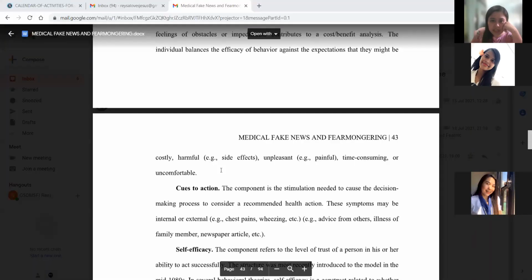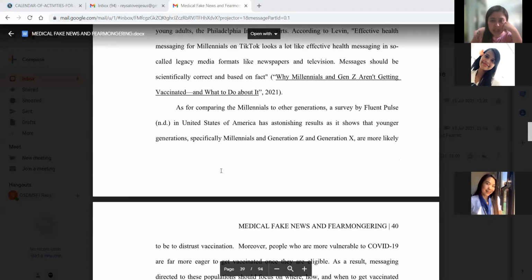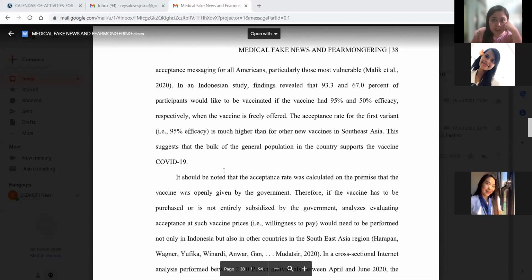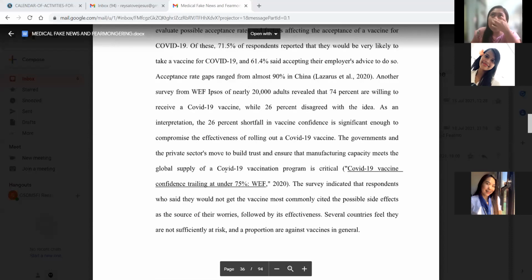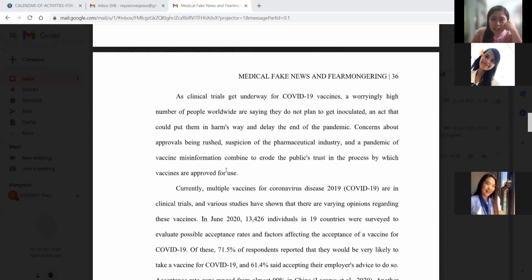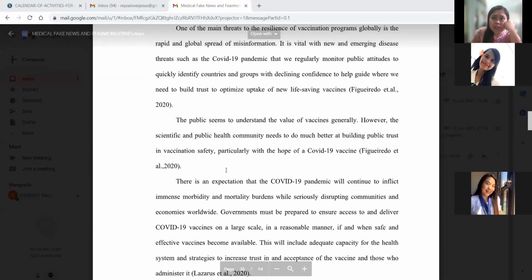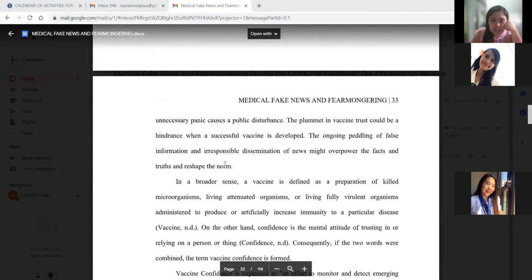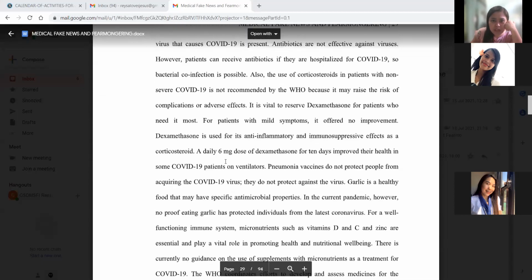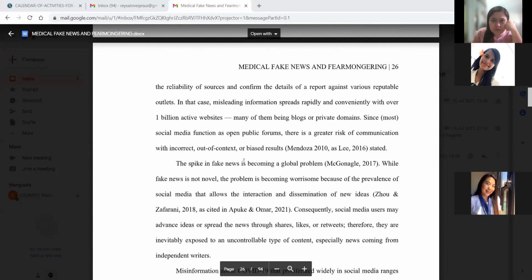Okay. What is the difference between the theoretical and the conceptual framework? Theoretical framework is the theory wherein you will anchor your study. For most descriptive studies, you are going to look for an educational theory or psychological theory. Let us see what theory the medical fake news study used.